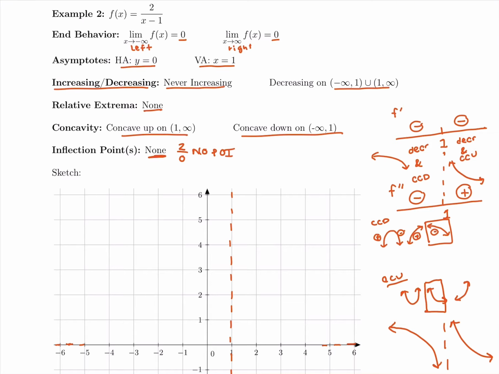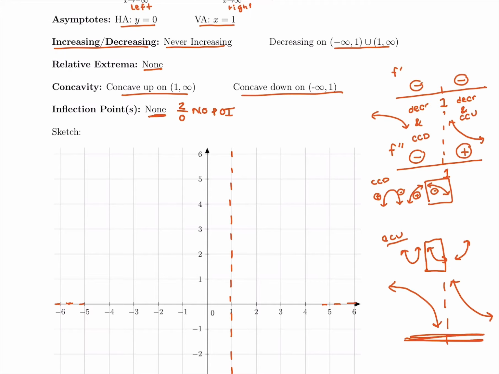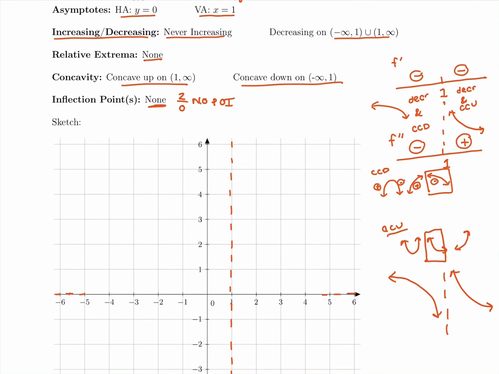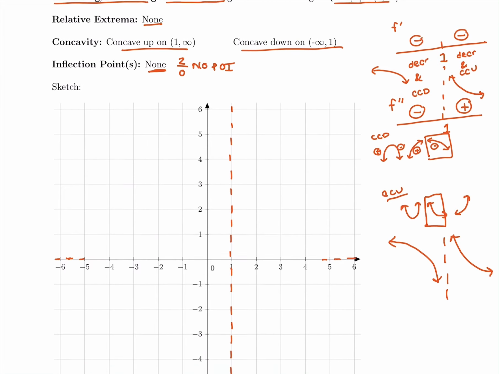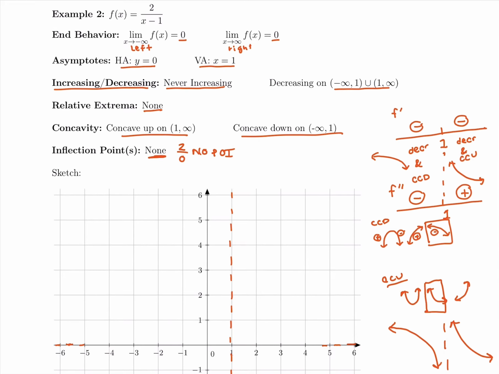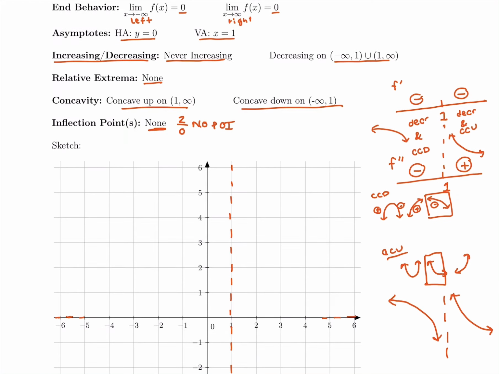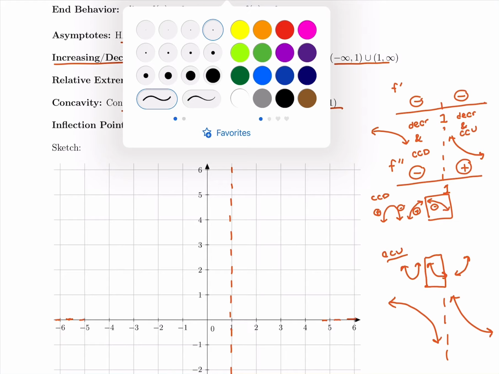So we know exactly what the graph should look like shape-wise. It's this picture over here. It should be decreasing and oriented downward and then decreasing and oriented upward. But we have no idea of where to draw it because we don't have any points. There's no relative extrema and there's no inflection point. So we're going to need to pick some random points to plot ourselves to figure out exactly where to put this. So let's pick some points.